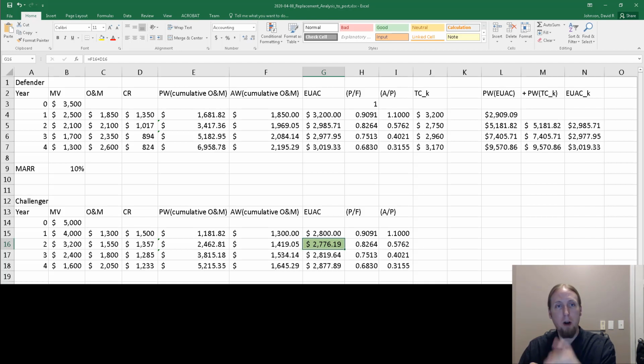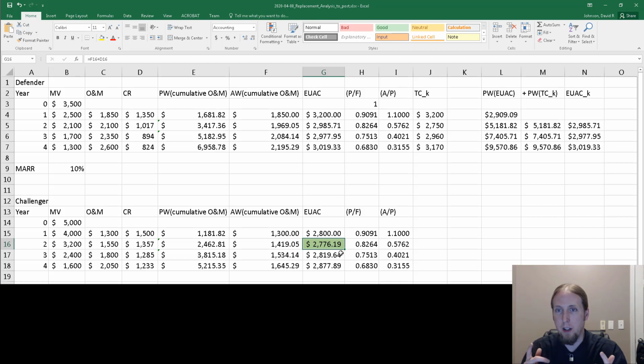So if we look at the total marginal cost column for the Defender, we can see that that's true immediately. The total marginal cost in the first year of additional use of the Defender is $3,200, which is greater than the 2776. So ideally, we would think we should replace the Challenger immediately. However, this is the caveat to that question. We can see the total marginal cost 1 year later is actually less than the EUAC of the Challenger.